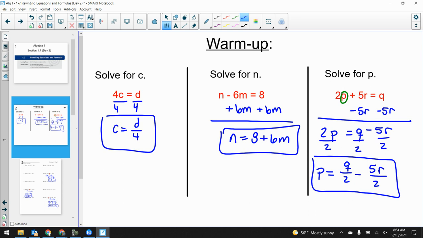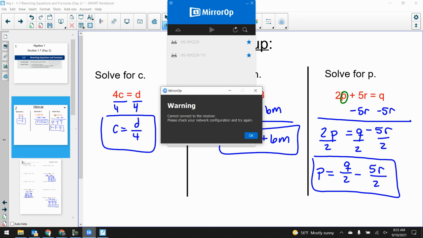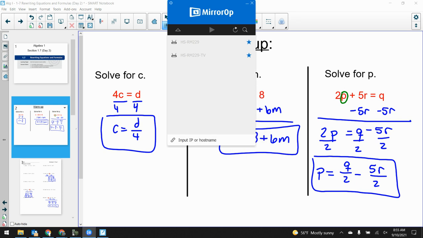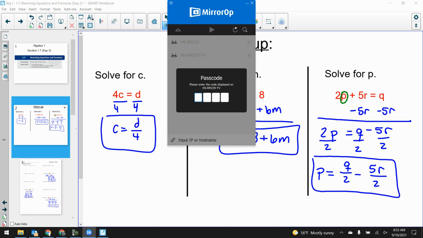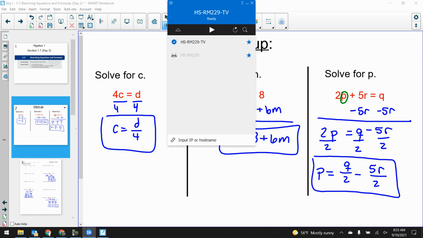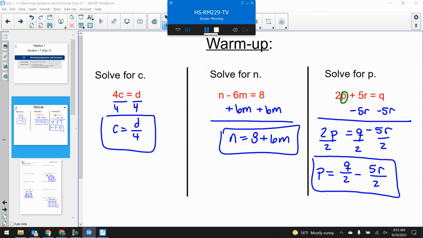Let me try one more time to get the board back up and running. Cannot connect to the receiver. I wonder if the IP address changed. Yep, that worked. I don't know why. Okay.